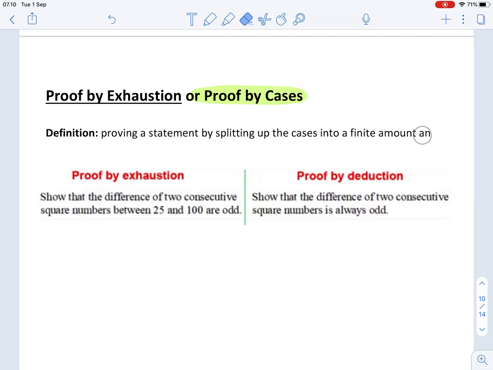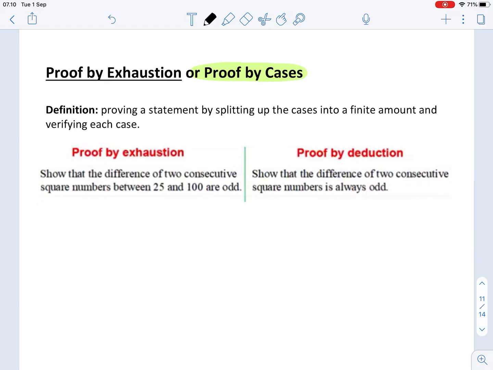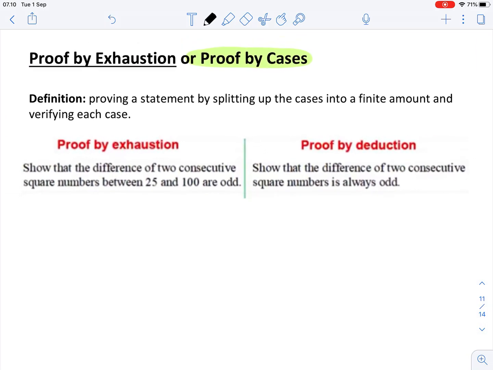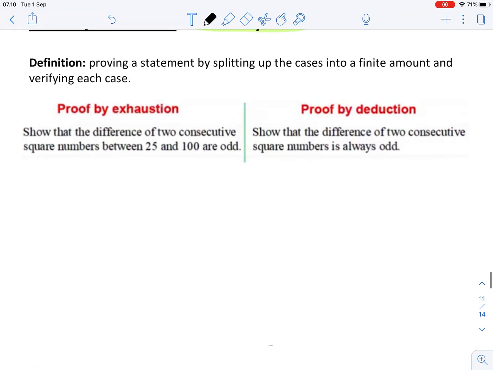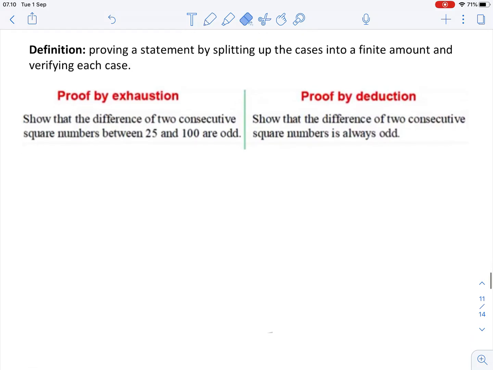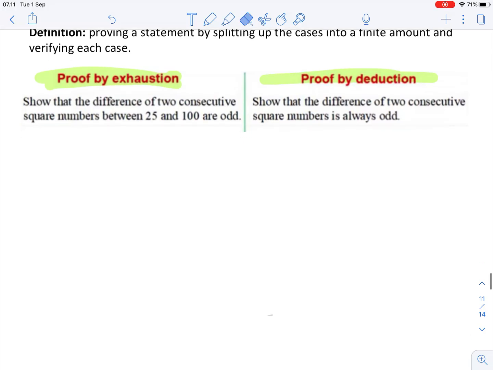is just proving a statement by splitting up the cases into a finite amount and then verifying each case is true. So proof by exhaustion is just saying, all right, if I split these up, can I list all the cases, list all the possibilities, and then prove that each one of those satisfies the claim? So real quick, I want to look at two kinds of proofs next to each other, and then we can compare and contrast how a proof by exhaustion would be different than a proof by deduction.